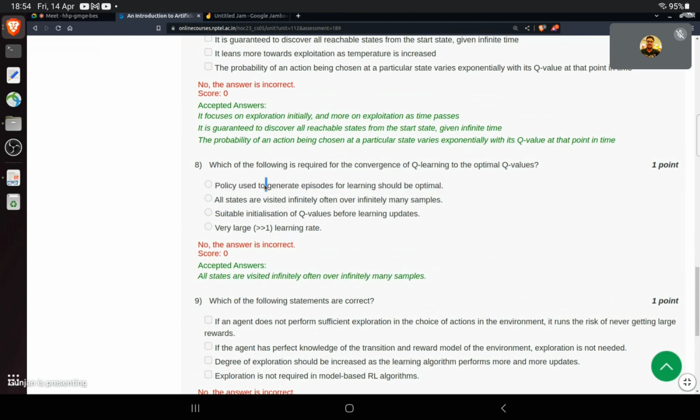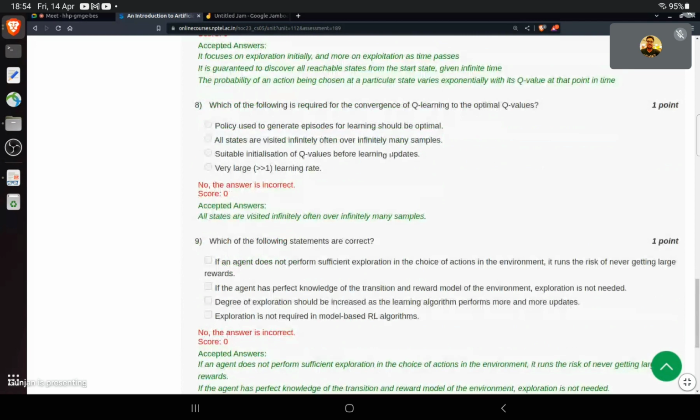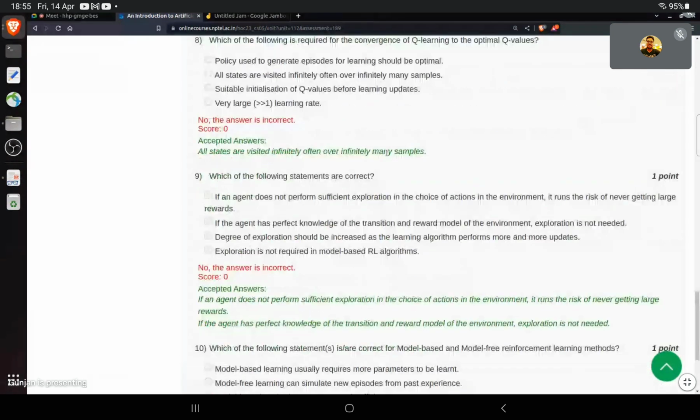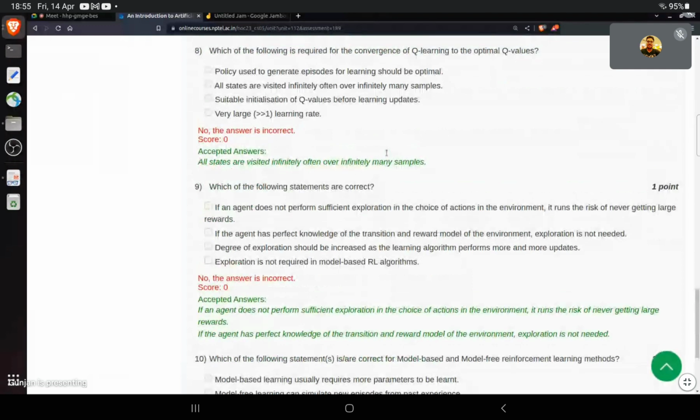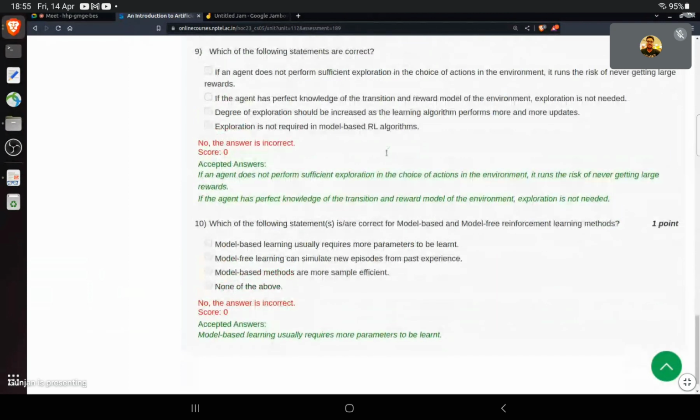A policy used to generate episodes for learning should be optimal. No, that is wrong. It should not be optimal, but it should be a proper policy. That is what was discussed in previous lectures as well. Because if we actually start with optimal policies, then we do not even need to do Q learning, because there is nothing to learn, we already have optimal values. Exactly.